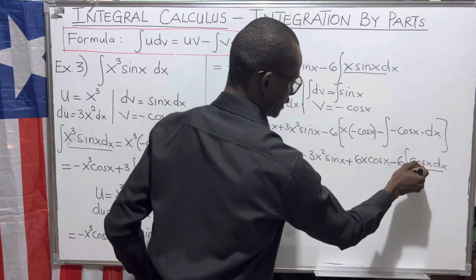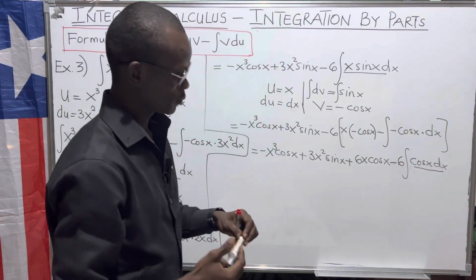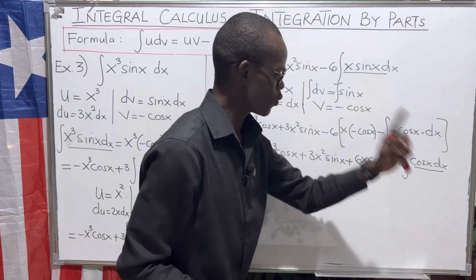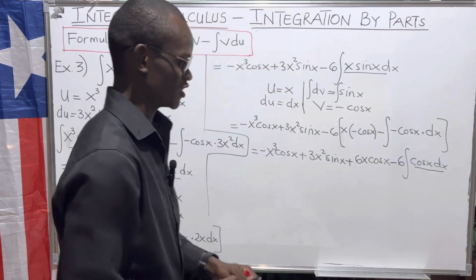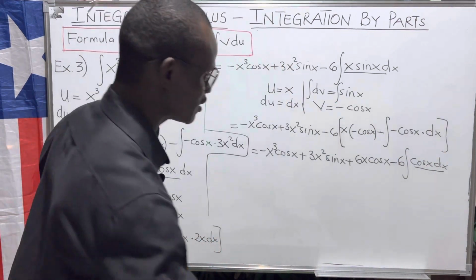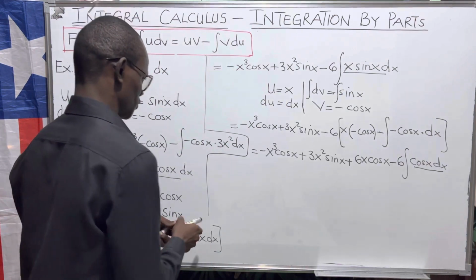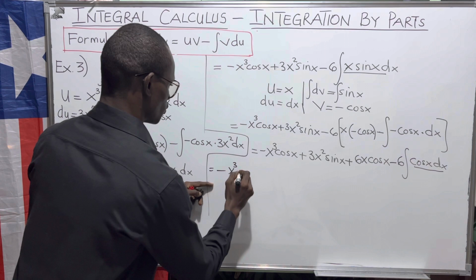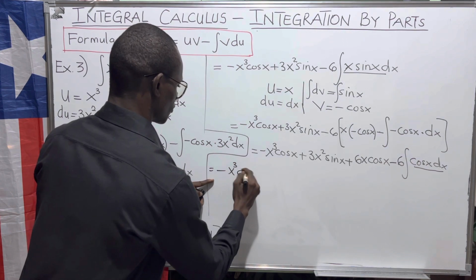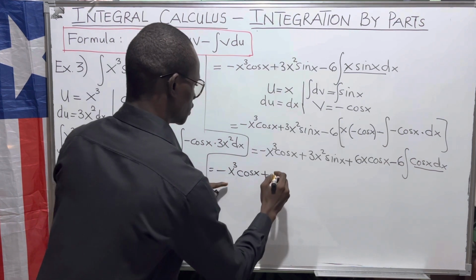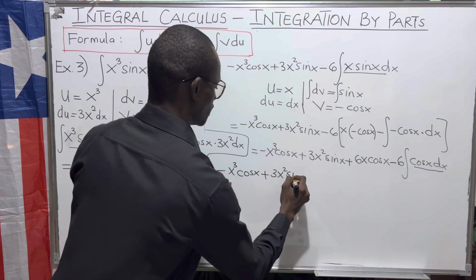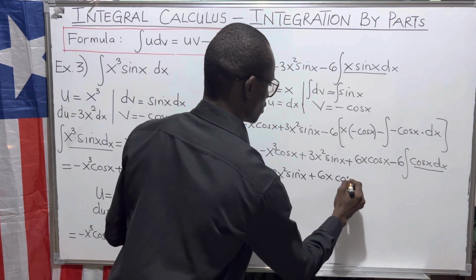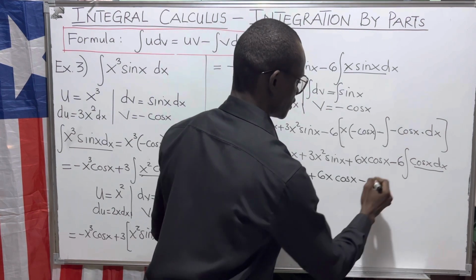So you see, this integral portion now is such that we are left with just one function, which is a trig function. So we can now integrate that trig function. So we have minus x cubed cos of x plus 3x squared sine of x plus 6x cos of x minus 6 sine of x.